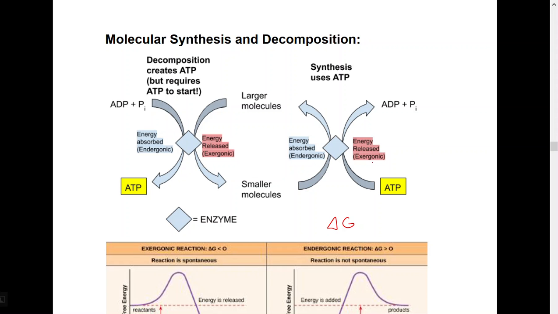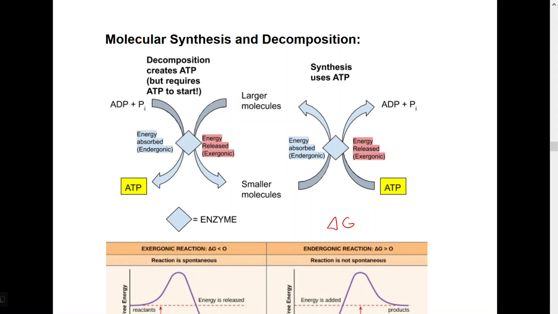What you're doing is you couple it with an exergonic reaction, a reaction that releases energy. You take ATP and turn it back into ADP and Pi. You break that bond. This is an exergonic reaction, the breaking up of ATP. It releases a lot of energy. That energy is absorbed by the reaction of taking smaller molecules to larger molecules using synthesis, which uses ATP.